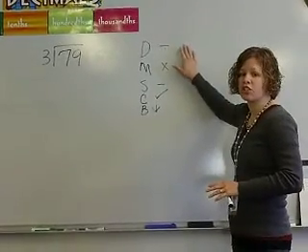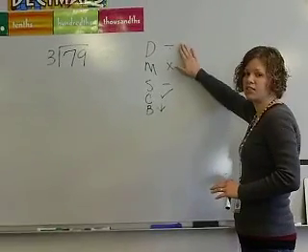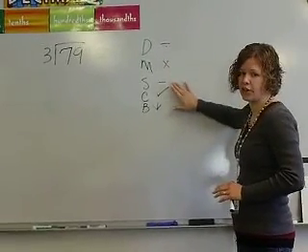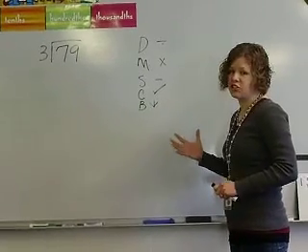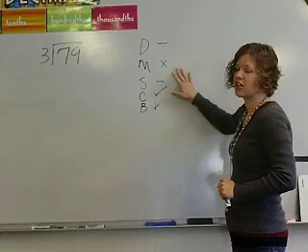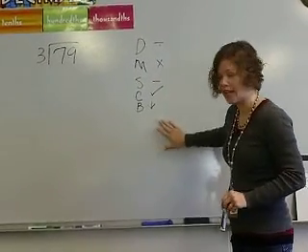And basically you're just going to do these steps over and over until you've divided out everything that you can. Divide, multiply, subtract, check, and bring down. And the mnemonic device that I use to remember what this is: Does McDonald's Serve Cheeseburgers? Okay, so divide, multiply, subtract, check, and bring down.